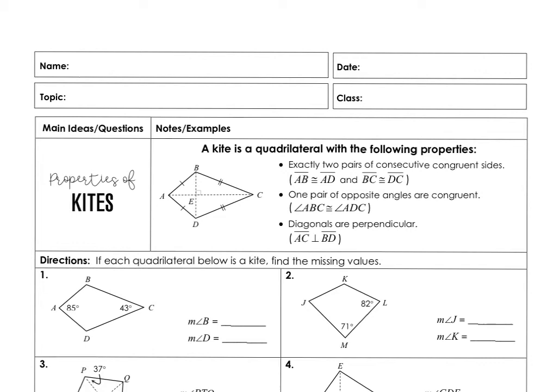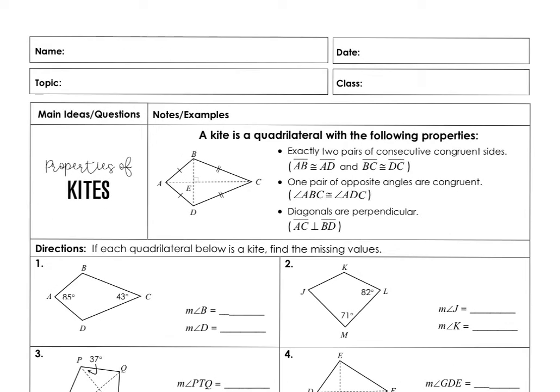All right, here we go, honors geometry. It is time to talk about the properties of kites. Kites are those items that fly in the air, but in geometry, they are quadrilaterals with the following properties, which is what makes them a kite.